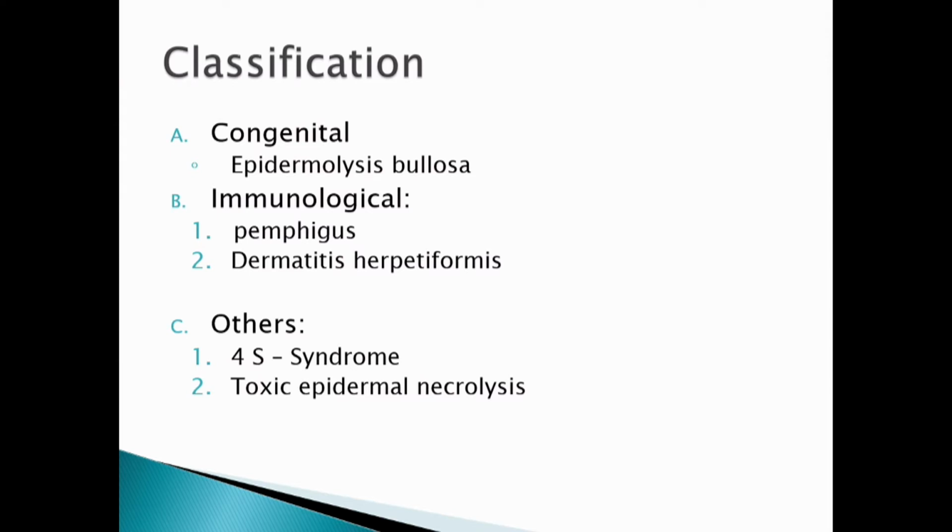How does a vesicle become a bulla? A vesicle becomes a bulla if it enlarges, becomes bigger, or coalesces, when a few vesicles unite together and make a bulla. The bullous dermatoses are classified into congenital, immunological, and others. The congenital bullous dermatosis that you have to know is epidermolysis bullosa, and this you're going to study in the genodermatosis lecture.